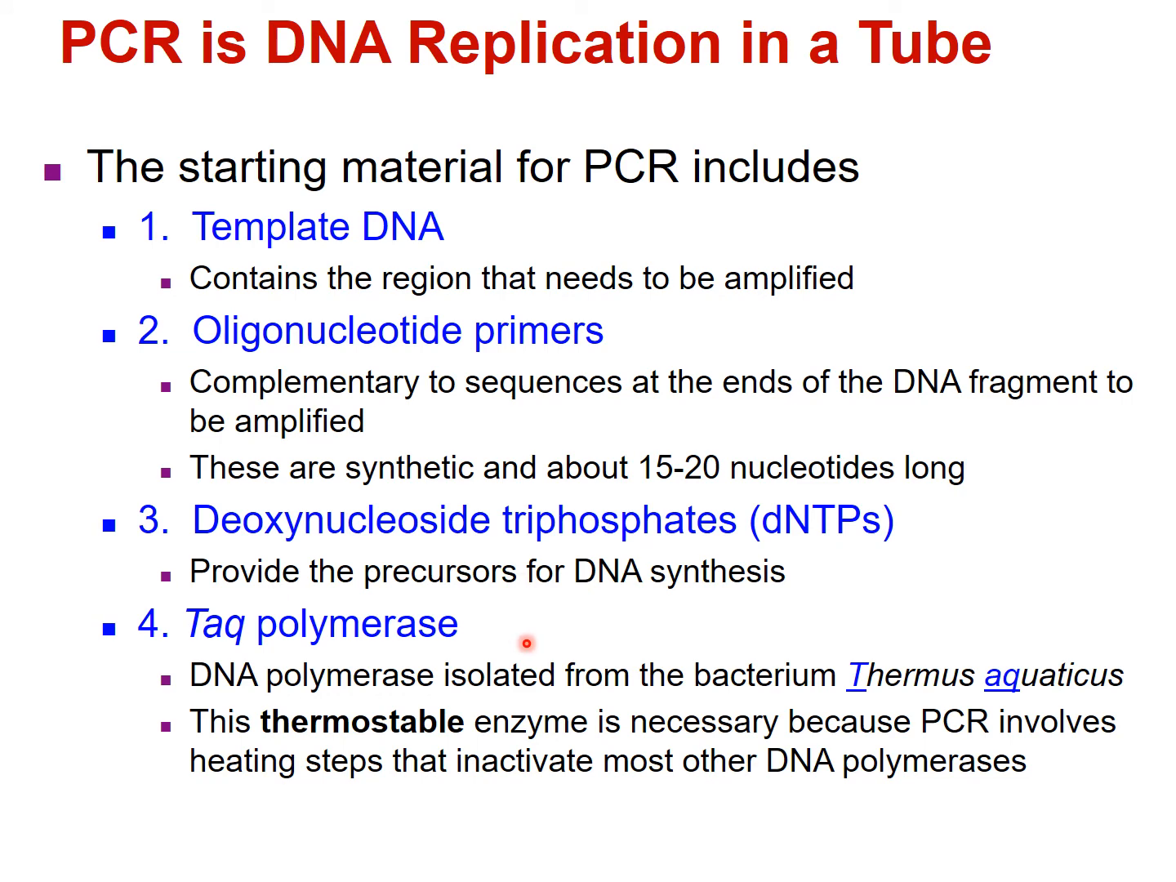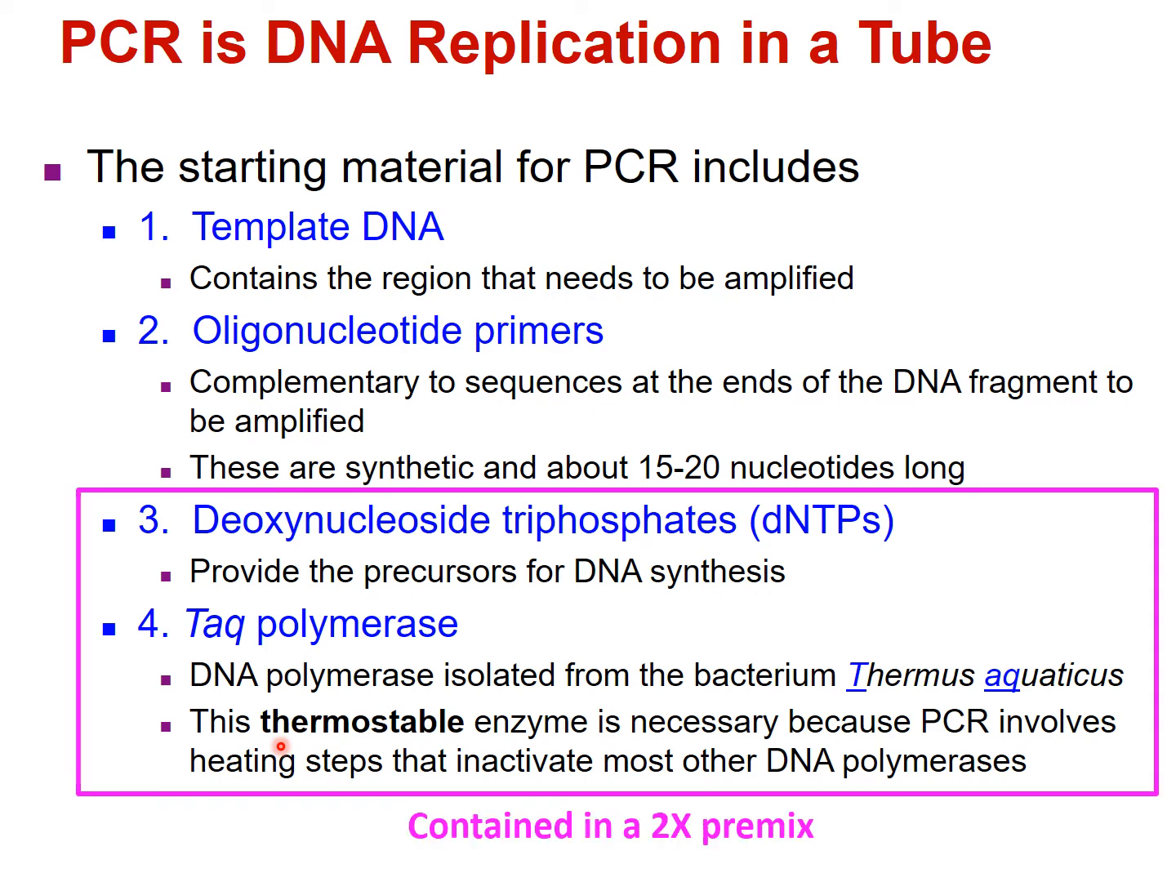And we're going to use a thermostable DNA polymerase called Taq DNA polymerase. It was isolated from the bacterium Thermus aquaticus, and its name comes from the T from Thermus, and the Aq from aquaticus. And it will become very apparent in the next couple slides why we need it to be thermostable. Basically, we're going to heat up the reactions multiple times. And so when setting up our PCR in the lab, these components are going to be contained in a premix, already mixed together, and we're going to add to that our template DNA and our oligonucleotide primers.